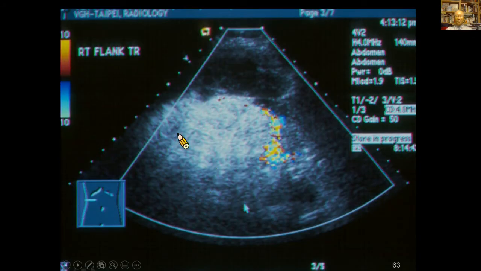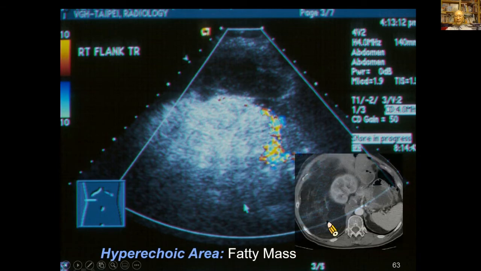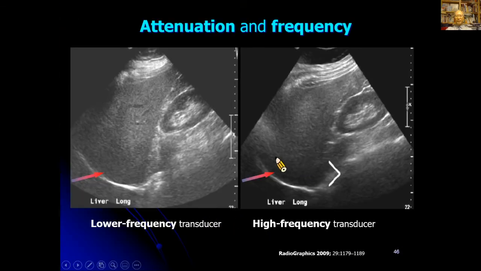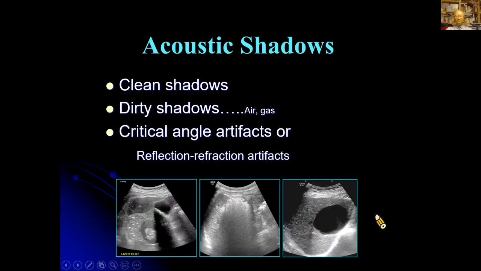Or here, another strong attenuator. That's a fatty tumor, actually a liposarcoma, in the retroperitoneum. So acoustic shadows or strong attenuation. And attenuation can also be encountered during sonography study for fatty liver, particularly if you are using a high frequency transducer. The distal portion is strongly attenuated.